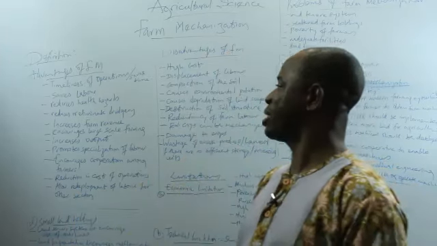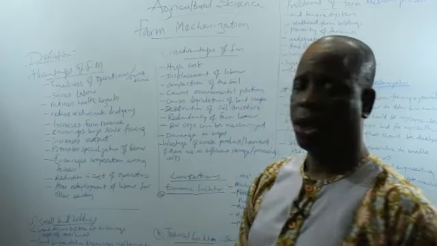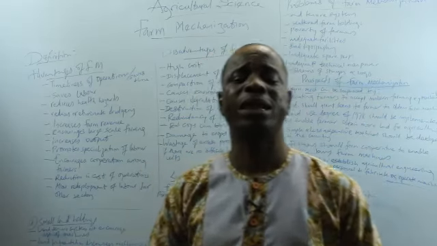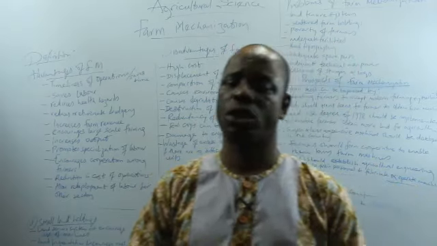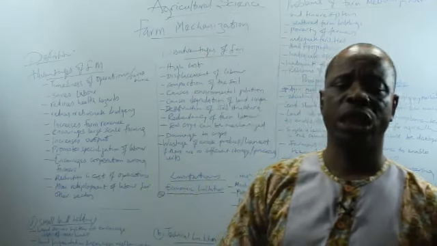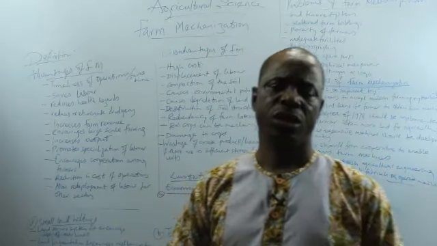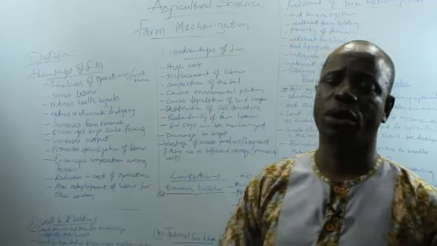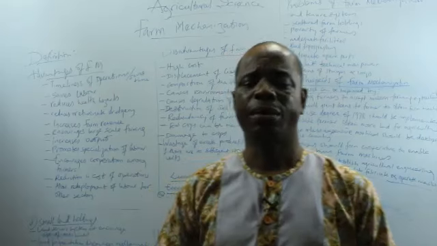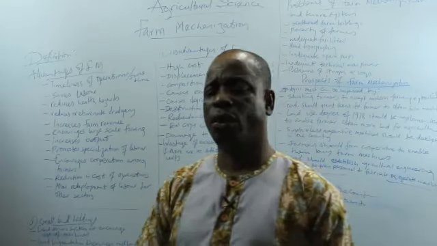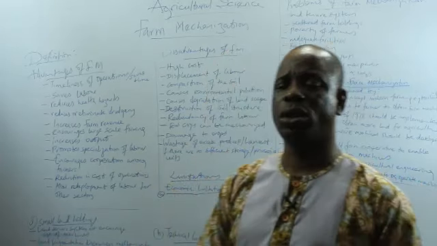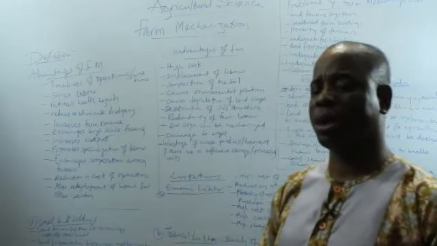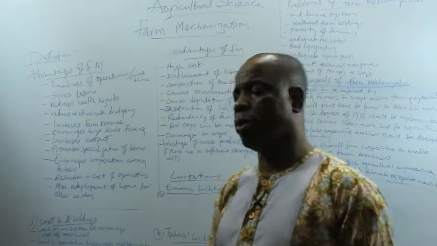The first one is timeliness of operations. In other words, the work on the farm will be completed within a very short period of time. It saves time. It does not allow time to be wasted, because when human labor or animal labor is used, there may be need for rest, there may be need for waiting. But when machines are used, there's no need for resting or waiting. Quick, the work is completed.